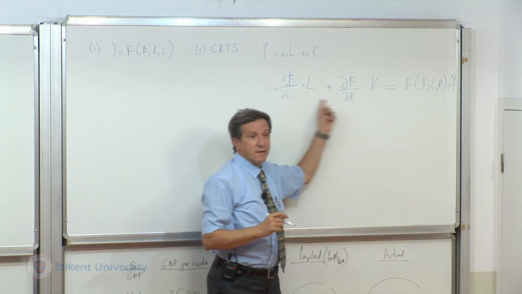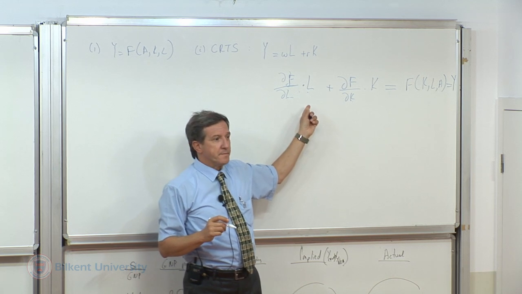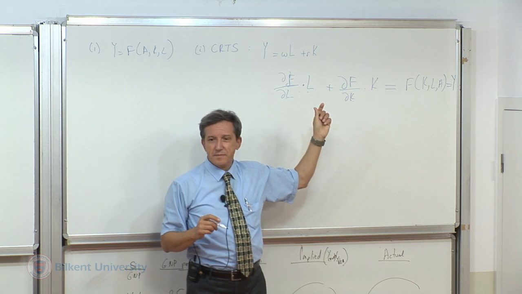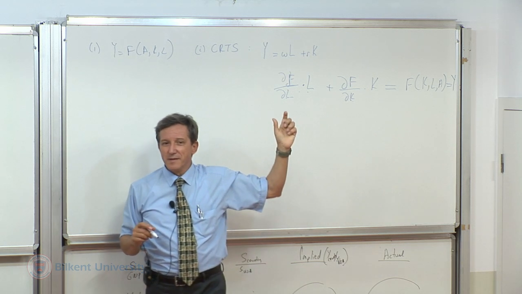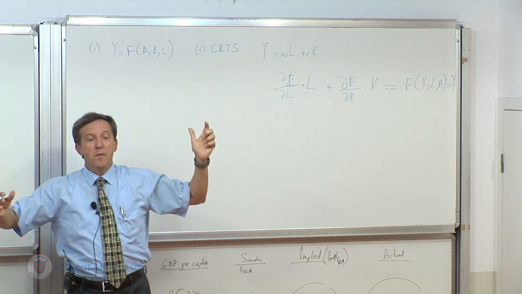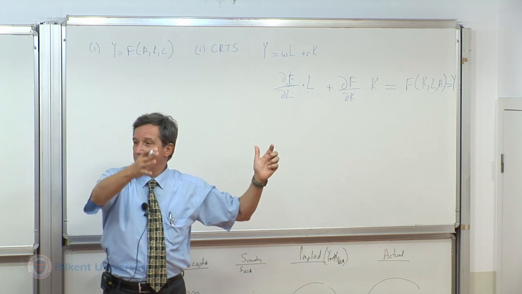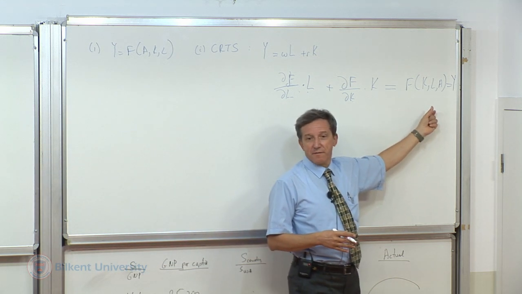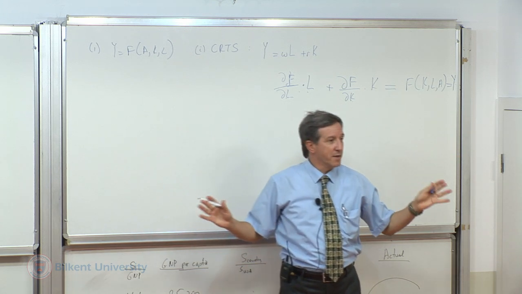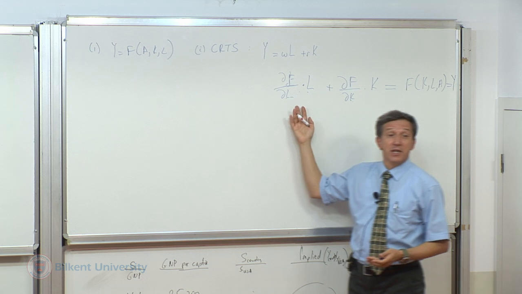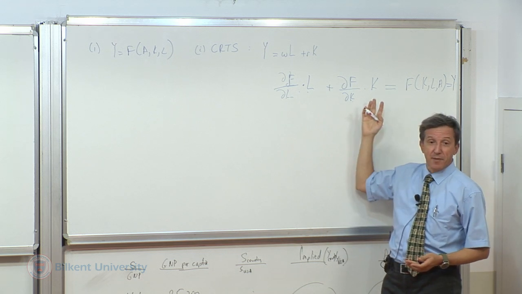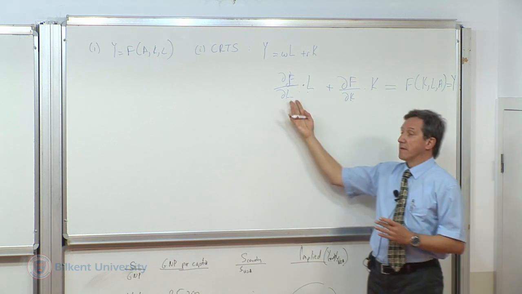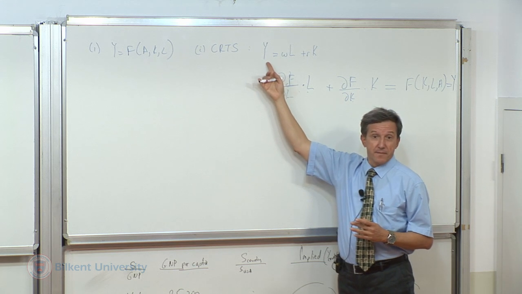Do you remember this rule? I forgot, what was it? Euler's theorem. The sum of the first partial derivatives weighted by the variables sums to the functional value itself. It has nothing to do with economics. The partial derivatives: the marginal product of labor is the wage rate.